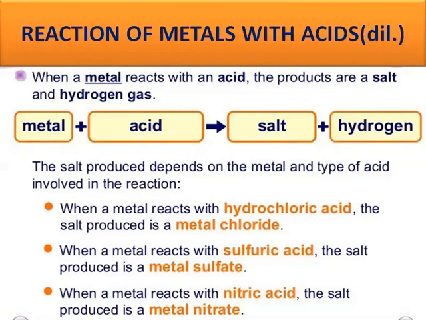The salt produced here by the reactive metals depends on the metal itself and the type of acid involved in the reaction. When a metal reacts with hydrochloric acid, the salt produced is a metal chloride. When a metal reacts with sulfuric acid, the salt produced is a metal sulfate. When a metal reacts with nitric acid, the salt produced is a metal nitrate.